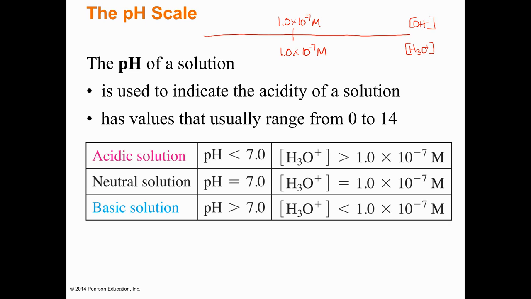Okay, so acidic solutions will have hydronium greater than this number. That would be like 10 to the minus 6, 10 to the minus 5, 10 to the minus 4, bigger. Those will be acidic. And then basic solutions will have hydronium less than that, like 10 to the minus 8, 10 to the minus 9. And then neutral will have them equal. We're going to learn how to calculate pH, but for right now, anything less than 7 will be acidic. Anything greater than 7 will be basic.